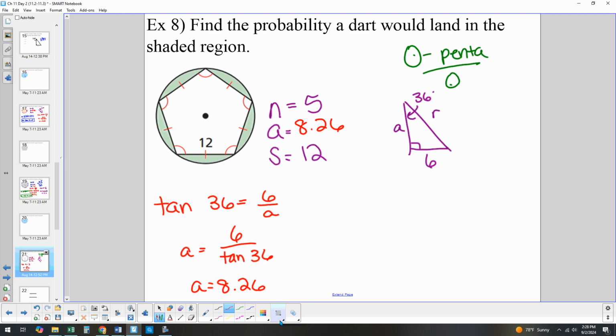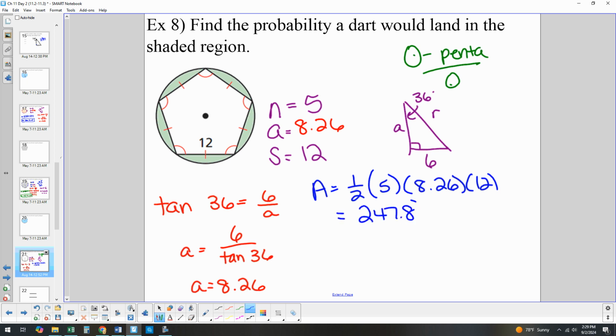So I can already find the area of the pentagon. 1/2 times 5 times 8.26 times 12. And I get the area of the pentagon is 247.8. All right, so that's going to go there.